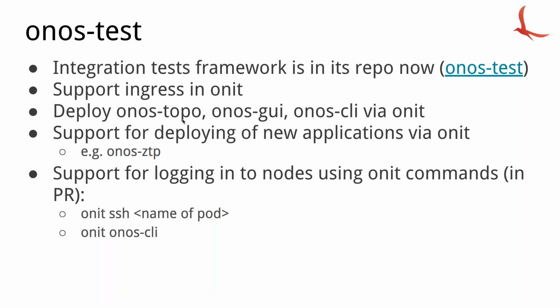And then started adding features for all the stuff that we're going to talk about. So added the ability to deploy ONOS Topo along with config, added deployment of ONOS GUI and all the features that are required to reach it. So that involves an ingress and a bunch of proxies like we talked about last time.